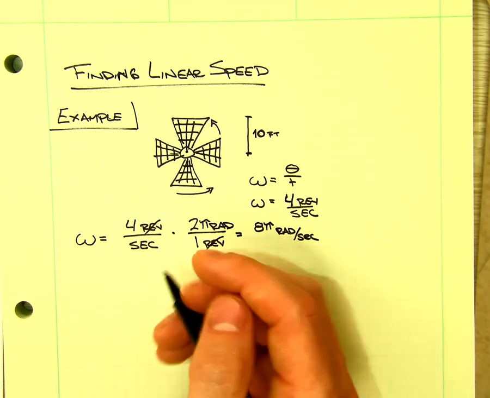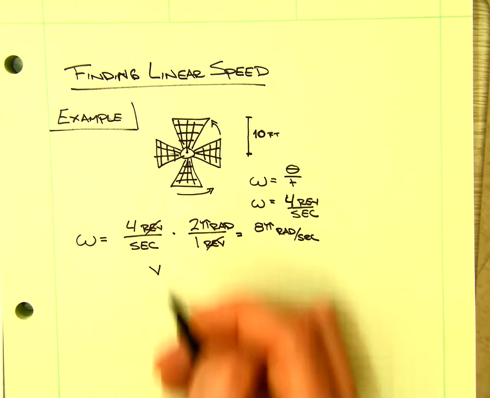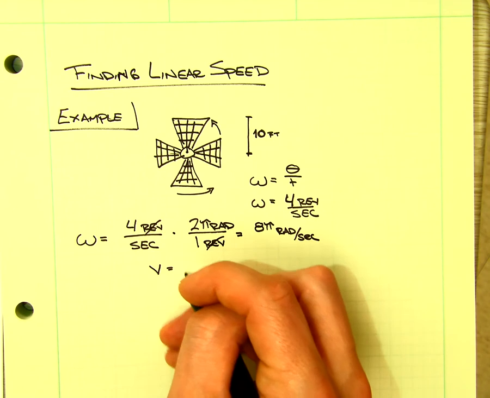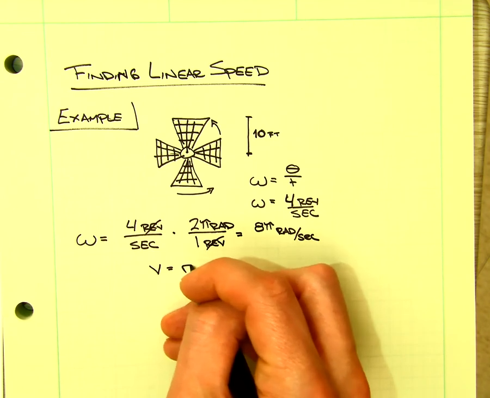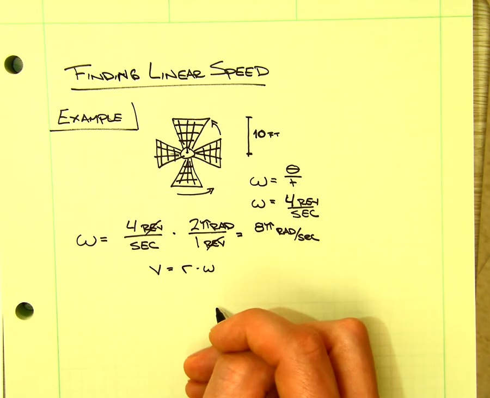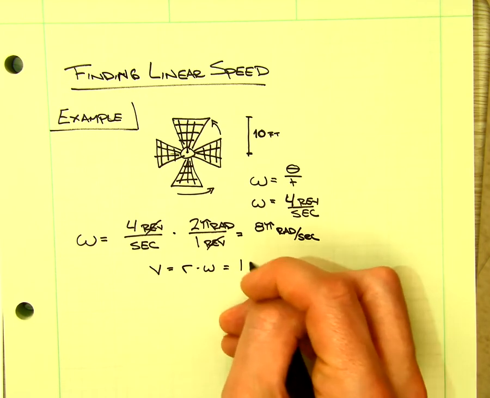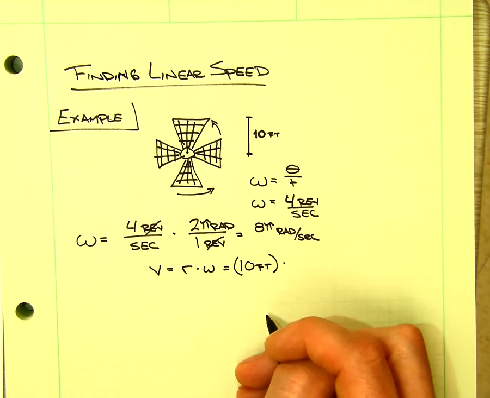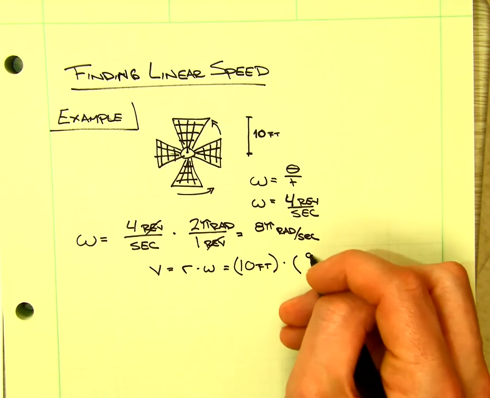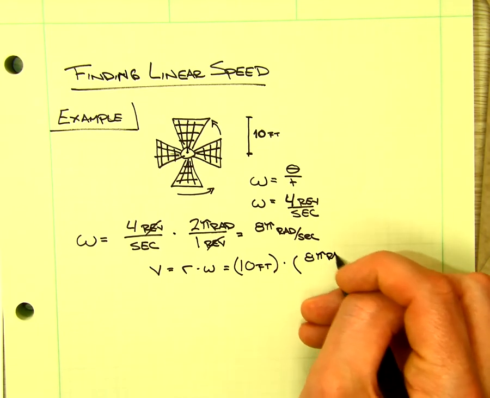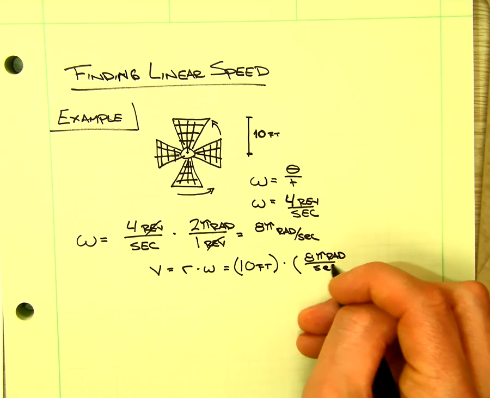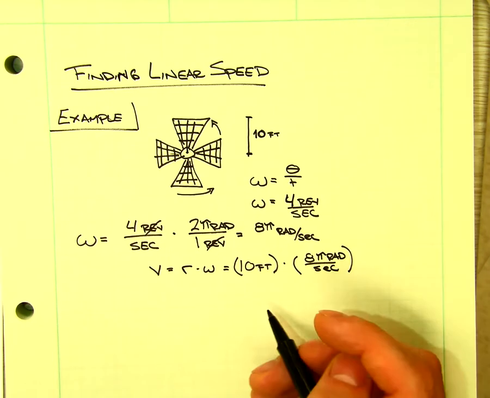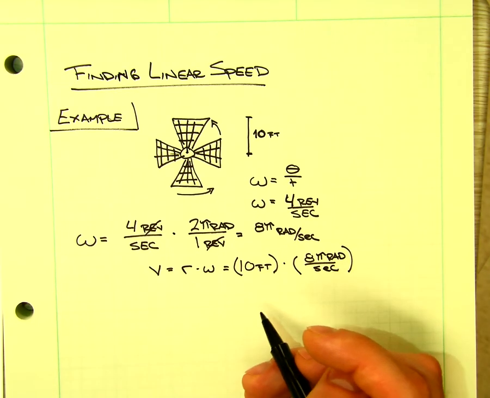Now I can really easily find out what the velocity of my little bug or squirrel hanging out on the edge of this windmill blade is. From the equation that we learned yesterday, velocity is equal to r times omega, which is equal to 10 feet. My radius is 10 feet, right? Times omega, in this case 8 pi rad per second. And once again, if I have radians being multiplied by another unit, the rads just kind of go away. It's a cool property of radians.